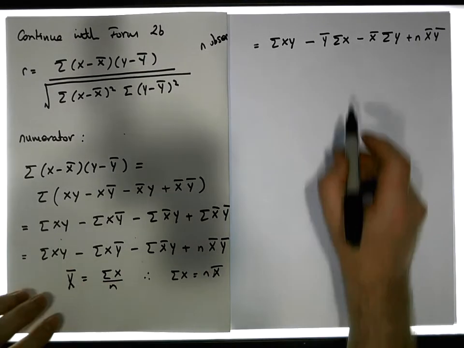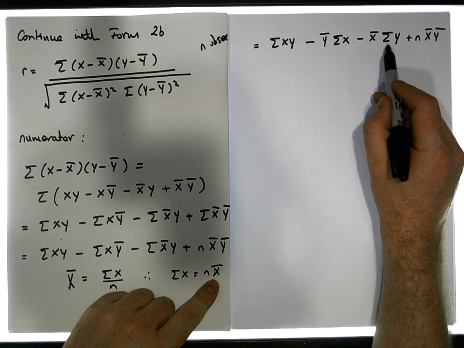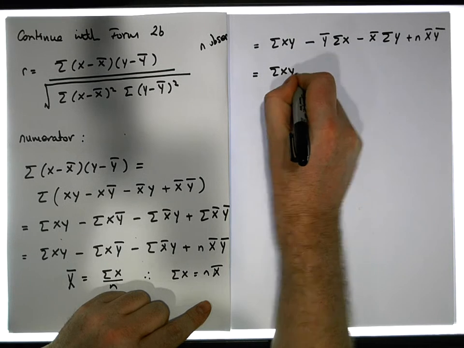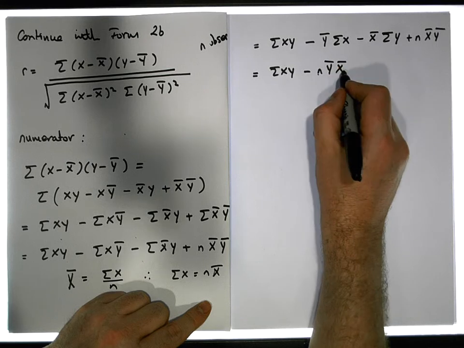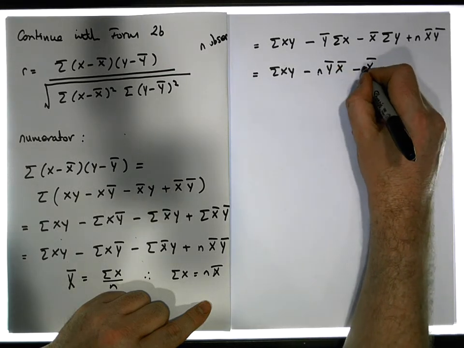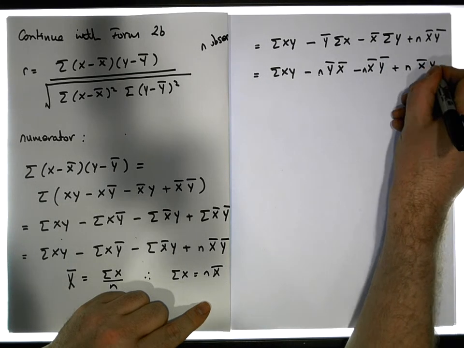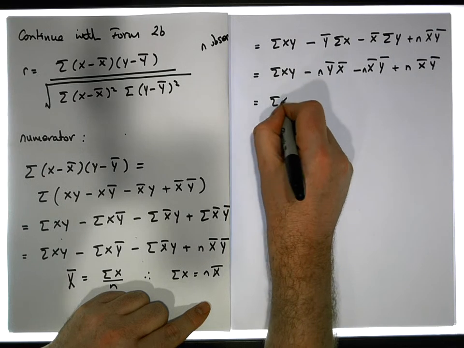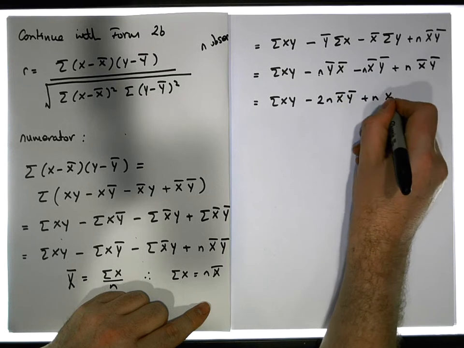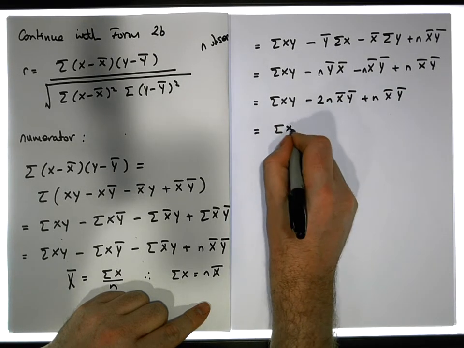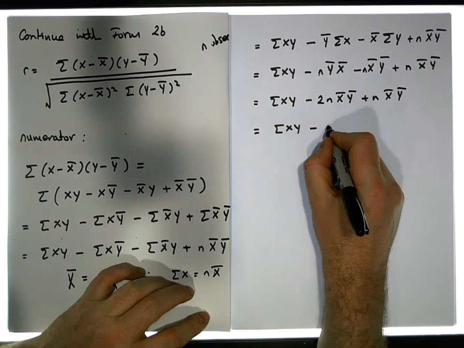Now, the sum of the x's is the same as n times x bar. The sum of the y's is the same as n times y bar, so this actually becomes the sum of the xy's minus n times y bar x bar, because the sum of the x's is n x bar, minus n times x bar times y bar, because the sum of the y's is n times y bar, plus n times x bar y bar, which gives us the sum of the xy's minus 2n times x bar y bar plus n times x bar y bar, which gives us the sum of the xy's minus n times x bar y bar.